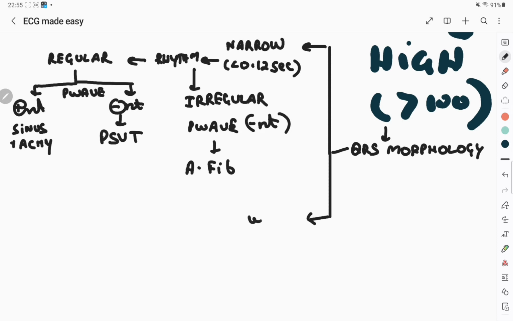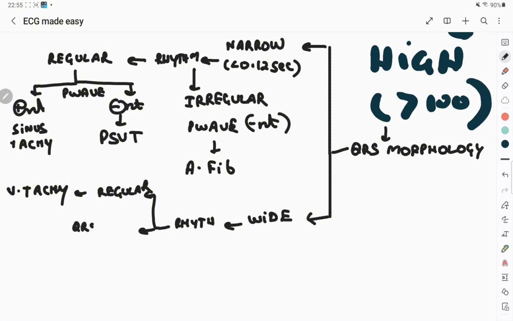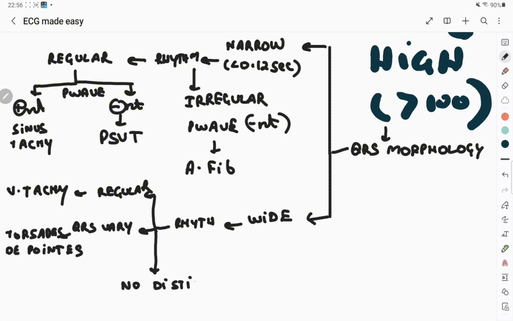If QRS is broad, that is more than 0.12 seconds, and the rhythm is regular, it is a ventricular tachycardia. If the QRS varies in amplitude, axis, and duration, it is torsades de pointes, and if there is no distinct P and QRS wave, this is ventricular fibrillation.